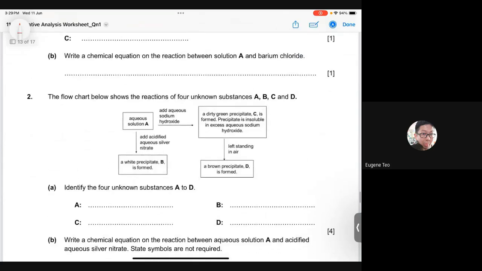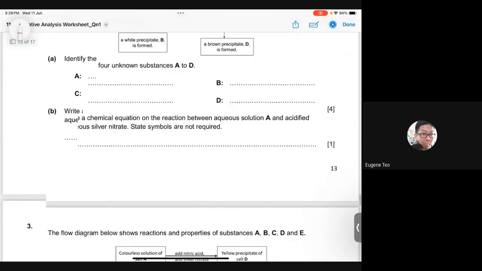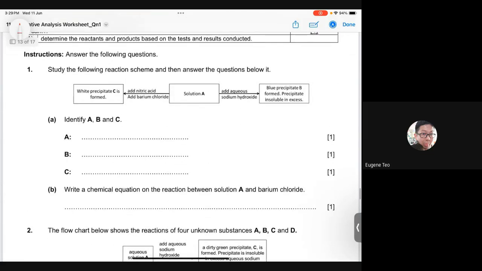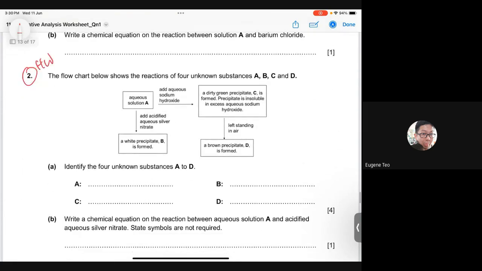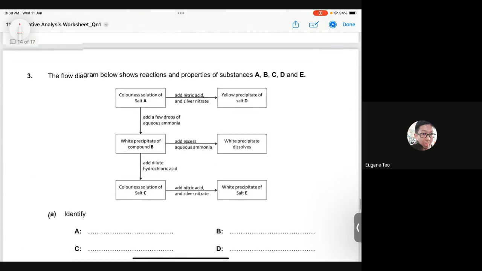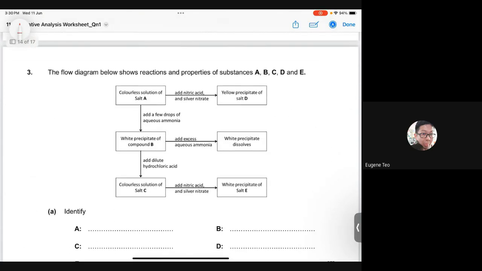Now, there are a lot more questions over here. I want to let you all do this one as homework first. So homework that you all can go and do on your own. Okay, I want to go through question 3. You realize, this one looks a bit funny. This one doesn't look like the usual flow diagram. The pattern looks a bit different. So that's why I want to go through question 3 here.